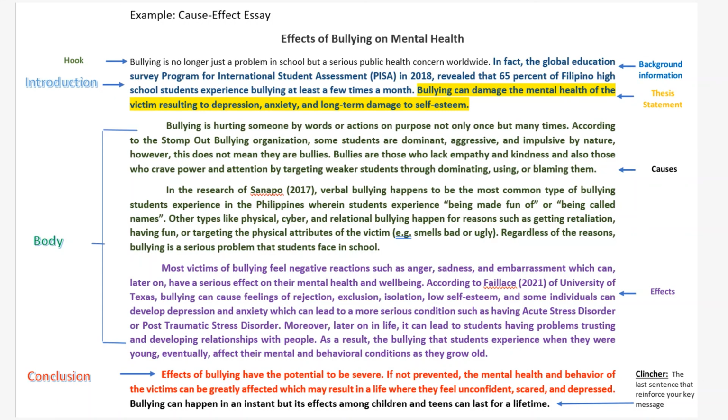In the essay, the introduction has the hook, background information, and the thesis statement. The body contains the supporting evidences and explanation about the topic. The conclusion summarizes the discussion in the body and provides a clincher or punch that reinforces the key message. This is a sample pattern on how to write an expository essay.